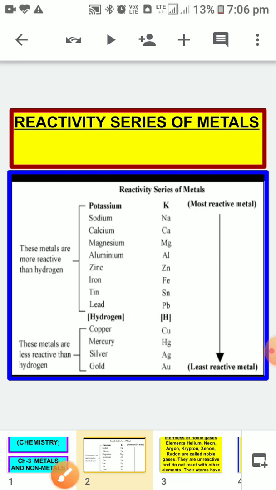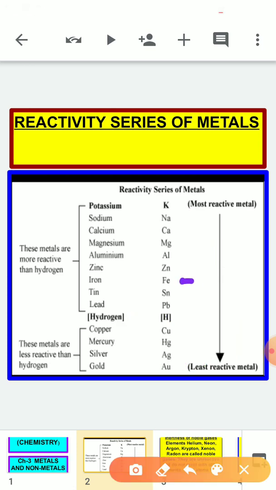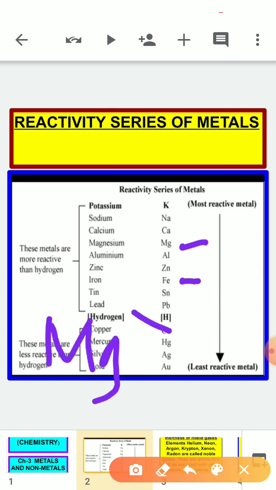In the same way, if I am taking the example of iron and magnesium, how can you find out which one will be more reactive, magnesium or iron? Here also you can see magnesium is above iron. If it is placed at the upper position, it means it will be more reactive. So in this case, magnesium will be more reactive than iron. So the metal which is placed at the above position will be more reactive than the lower one. In this way you can understand.